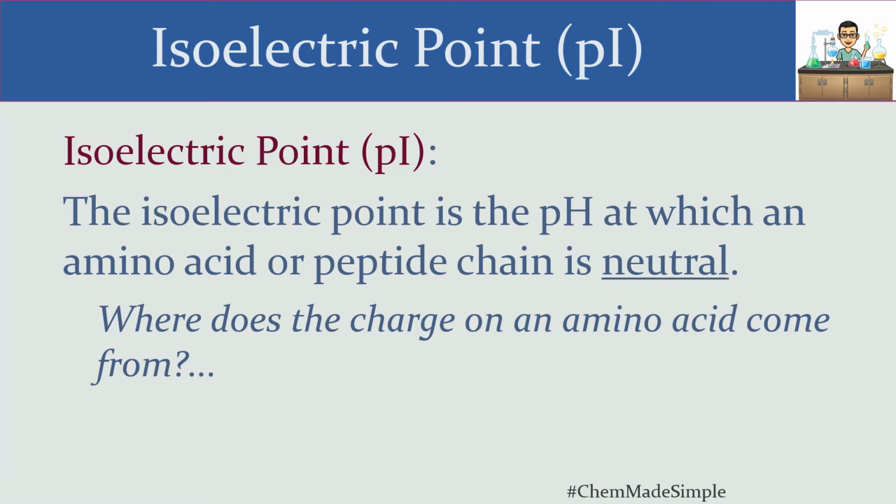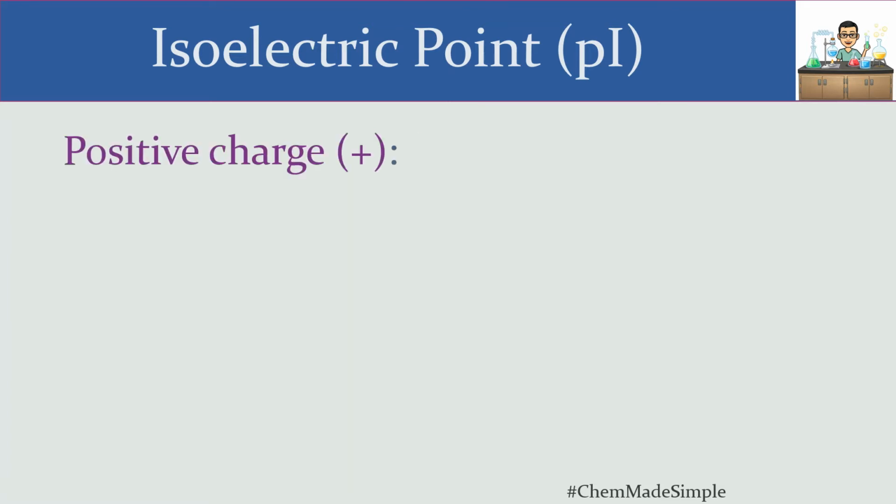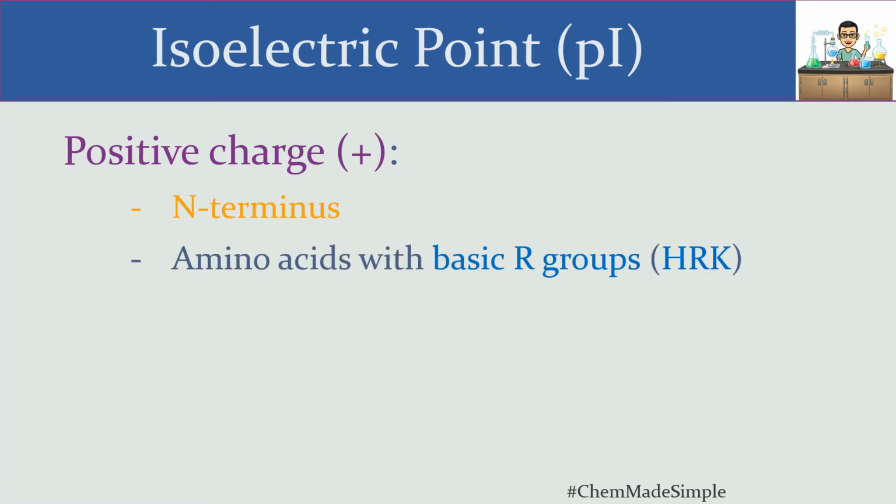So where does the charge on an amino acid come from? Because if we understand where the charge is coming from, we can understand how it is that we can make our overall molecule neutral. So let's take a look at that. Let's talk about the functional groups that can give a positive charge to our amino acid. Positive charge is either going to come from the N-terminus at certain pHs, or it's going to come from amino acids that have basic R groups.